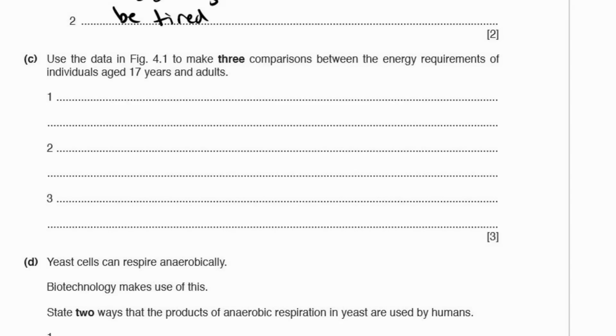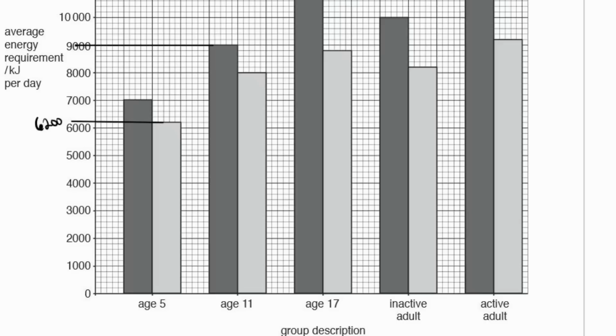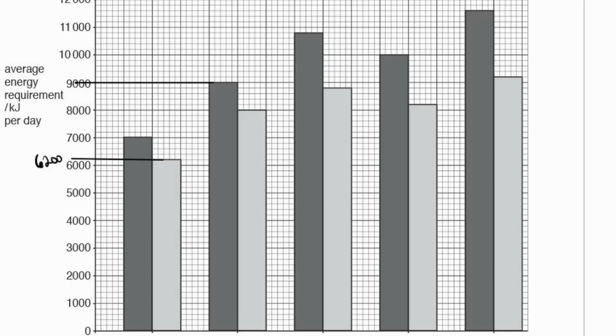C. Use the data in figure 4.1 to make 3 comparisons between the energy requirements of individuals aged 17 years and adults. So you have to have 3 comparisons and you have to use the data. That means you need to do a data quote. All right, let's look at this. You don't need to compare absolutely everything, because there's only 3 things that you should write down. Here's the 17-year-old males, 17-year-old females, inactive male adults, inactive female adults, active male adults, and active female adults.